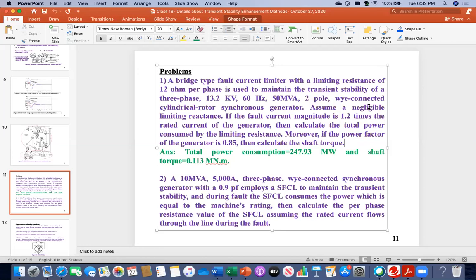Sindhuja and Venkat, how are you doing? Yes, sir. I got the total power consumption. The same value? Yes, sir. Okay. Sindhuja? I'm working on it, Dr. Ali. So first calculate the rated line current and then find out the fault current by multiplying the rated line current by 1.2, then use I square R and finally multiply by 3. Then you will get that result.